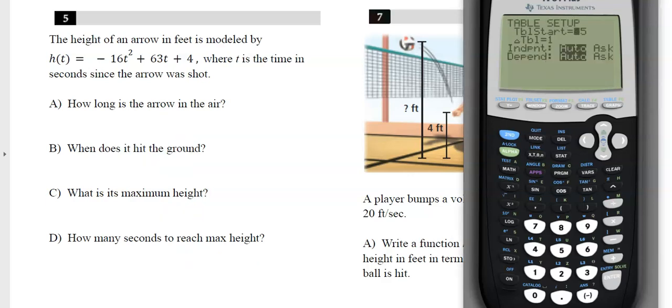Second table set. And I'm going to start my table right at 1.9, let's say. And I want to go by 0.01s. I want to really get down to the nitty gritty. So let's go second table. And let's just see what's going on here. Second table. There we go.